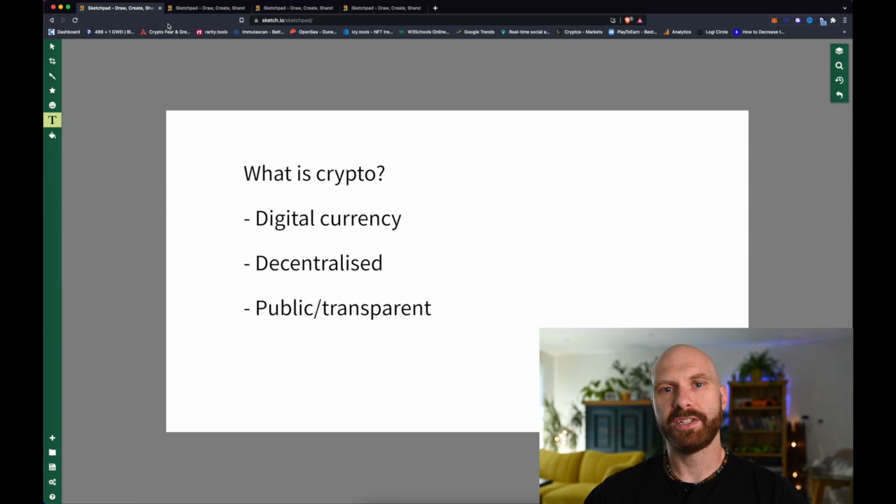Okay, so what is crypto or what are cryptocurrencies? Well, I think it's easiest to define by three main characteristics. It's a digital currency, it's decentralized, and it's public or transparent.